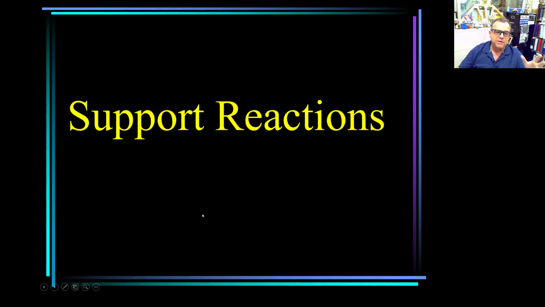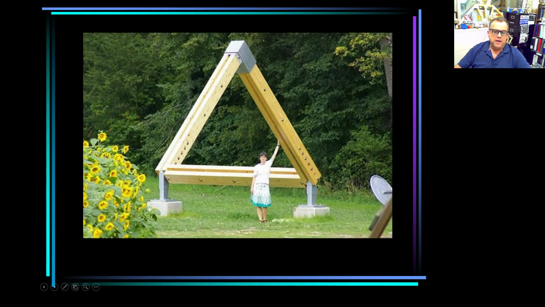Well, this is exactly what happens here, the support reaction. So supports are those types of mechanisms that keep the structure in equilibrium. That's it, plain and simple. And the other question is, what are support reactions? Well, support reactions are those reactive forces provided by the supports to keep the structure in equilibrium.